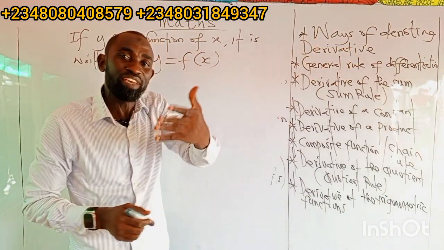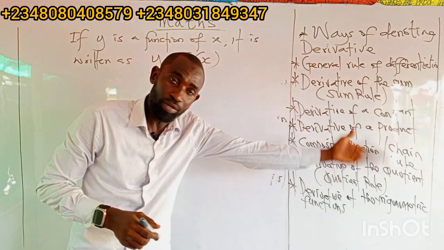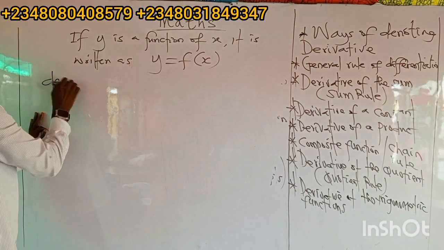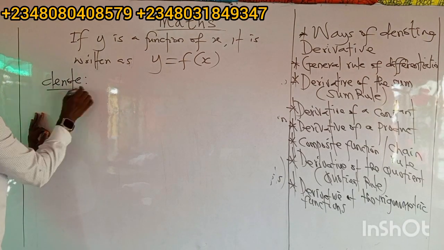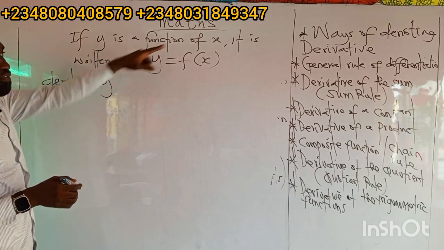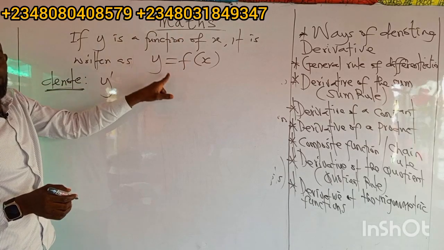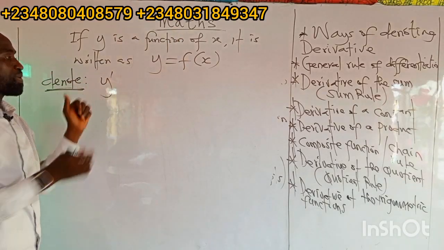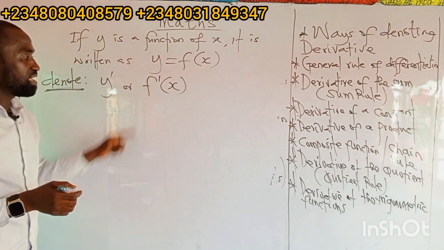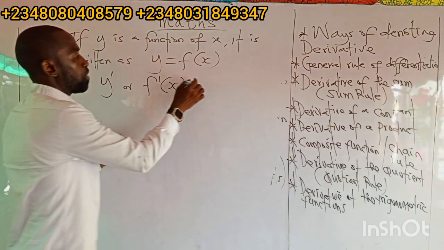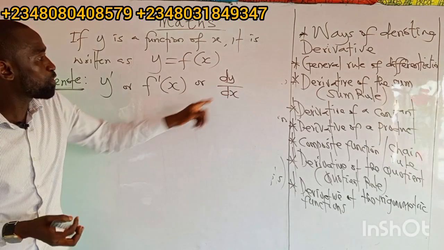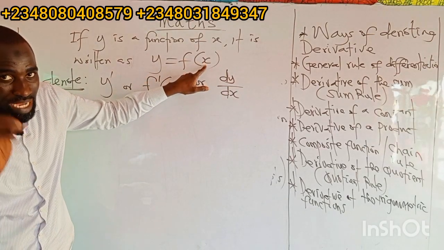So what are the ways that we can use to denote derivative? We said derivative is the result of differentiation. So how do we denote derivative? If you have y prime, it means differentiate this y. Or they use f prime of x, or they use dy/dx. Why do we use dy/dx here? Because y is a function of x. Pay attention.